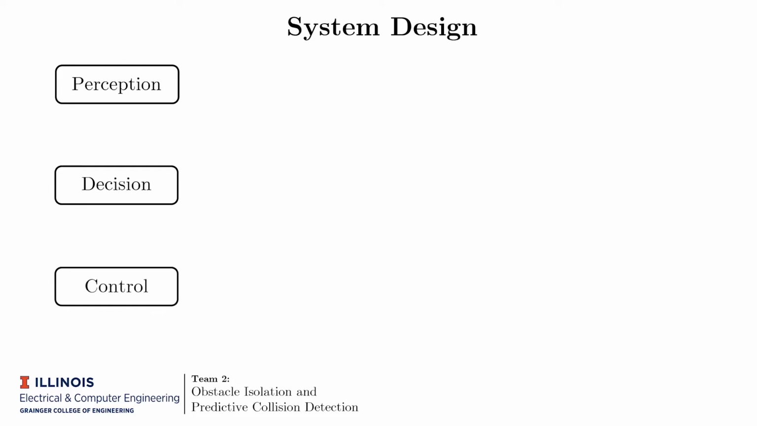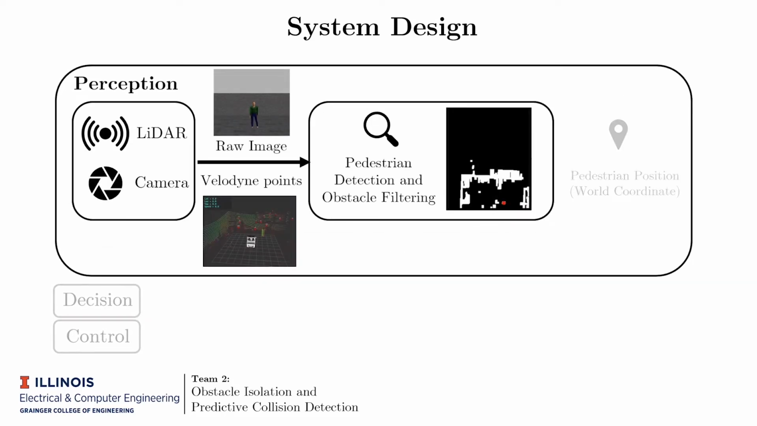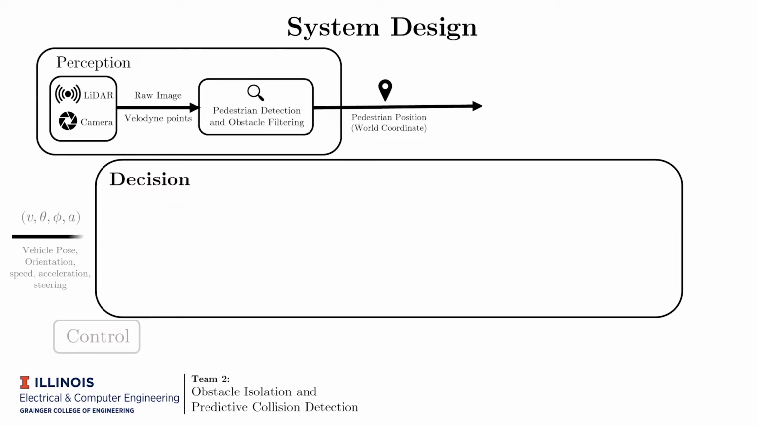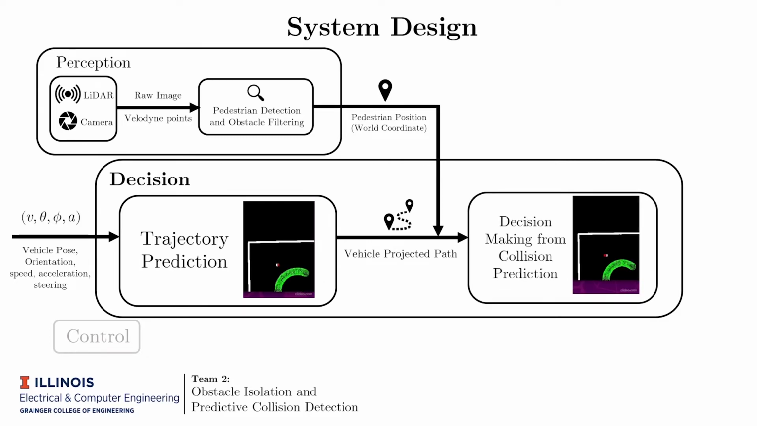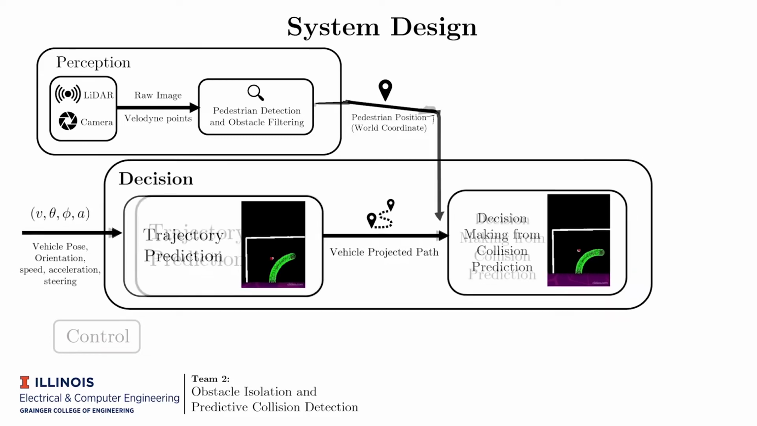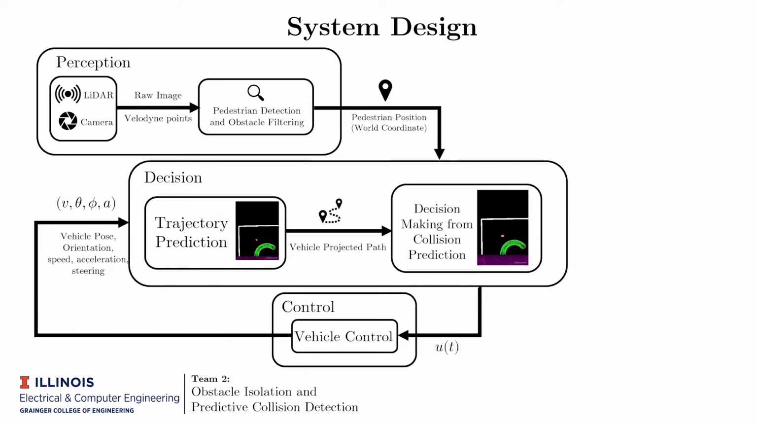We implemented perception, decision, and control modules. The perception module uses the LiDAR and camera to accurately detect the pedestrian's position. The decision module uses the vehicle's steering angle and velocity, as well as the pedestrian's position, to predict the vehicle's path and if there will be a collision. The control module uses the decision on if there will or won't be a collision to make the vehicle stop or continue moving.